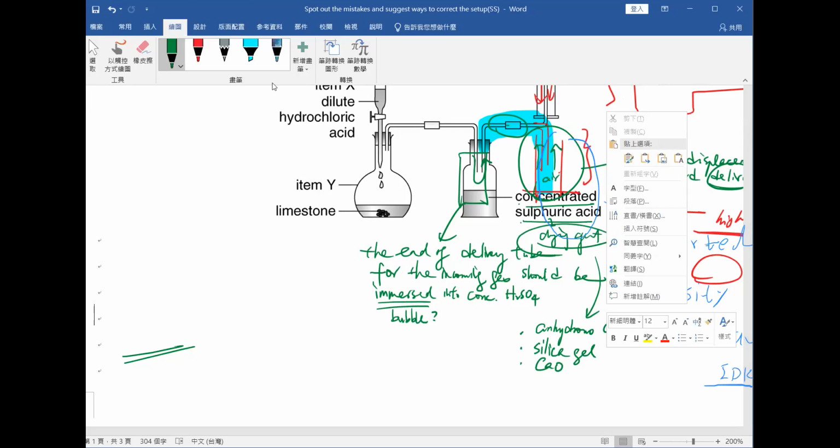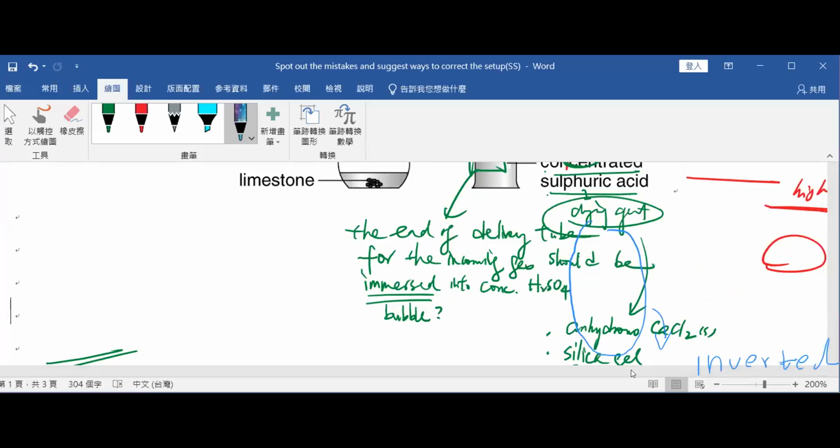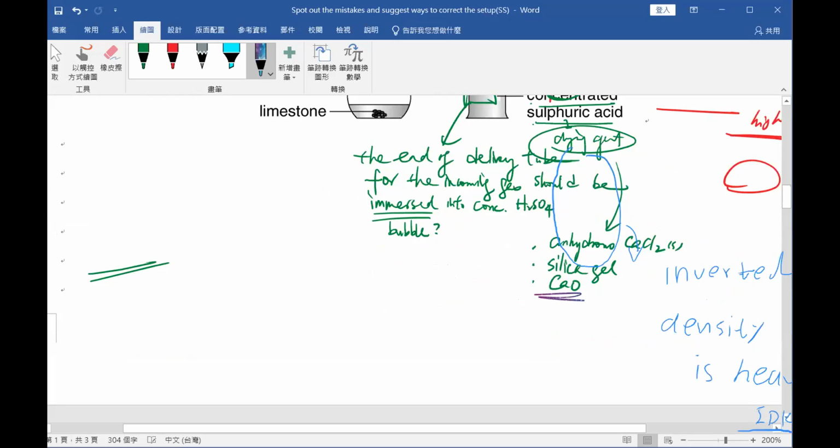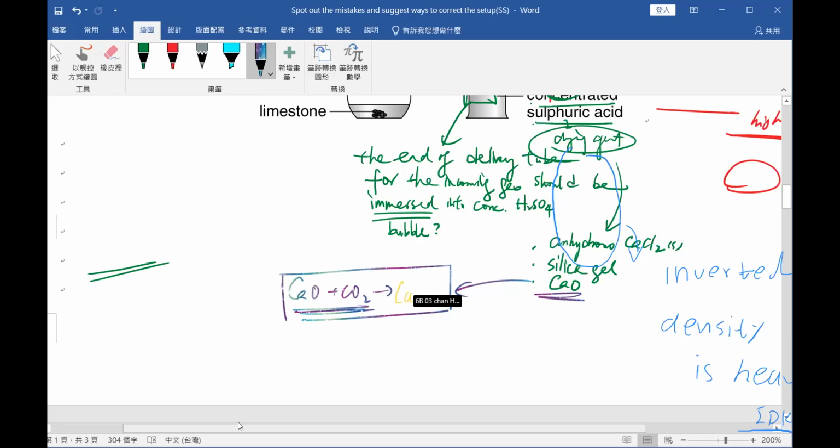Maybe most of you thought too much about why not, instead of thinking of a direct reason. Calcium oxide can react with carbon dioxide directly. What will they form? They will react directly to form, what do you know? Yes, simply calcium carbonate.